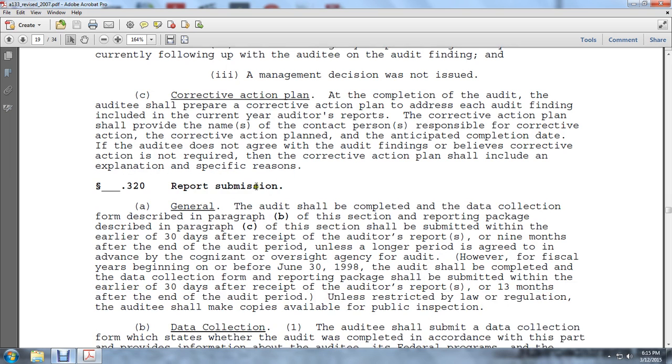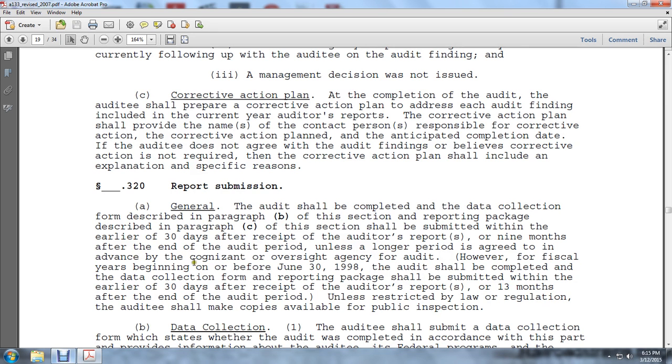§320. Generally, the audit shall be completed and the data collection described in paragraph B of this section and the reporting package described in paragraph C of this section shall be submitted within the earlier of 30 days after receipt of the auditor's report or 9 months after the end of the audited period, unless a longer period is agreed to in advance by the cognizant or oversight agency for the audit.